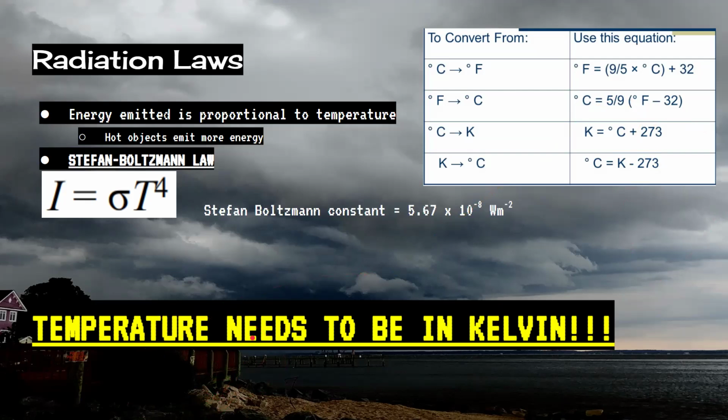But what can we say about this law? What would happen if temperature increases? The I would increase, because this isn't a denominator of a fraction. If you increase this, it's going to make this bigger. So hotter objects emit more energy.